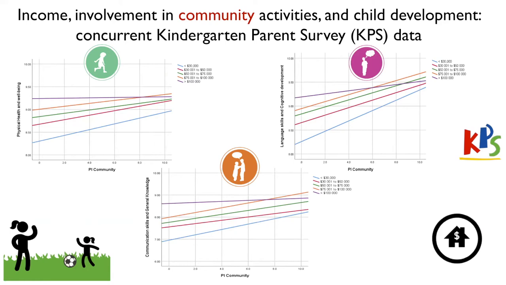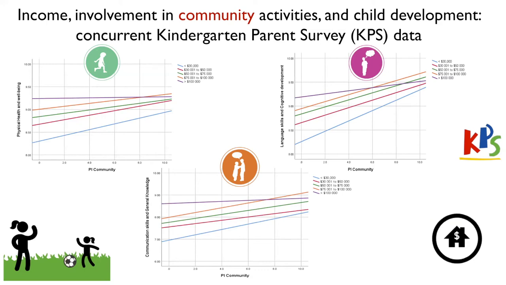So this is an example of the data combining the EDI results in three domains, physical, language, and communication skills, and information from our kindergarten parent survey, where we were asking parents how often they were doing various community activities with children. And without going into too much detail about what it was, the five lines represent five different levels of income. And I think if there is one take home message from those three, you can see that the top line on each of the graphs, which is purple, is pretty much flat.